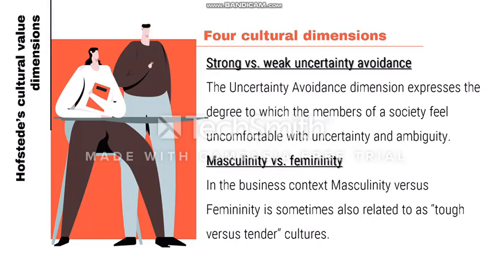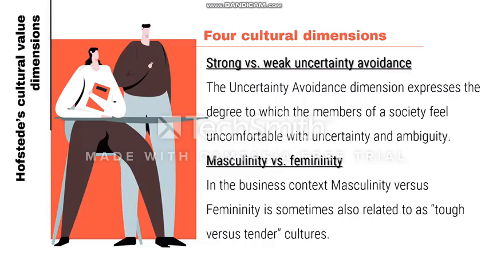The next one is strong versus weak uncertainty avoidance. The uncertainty avoidance dimension expresses the degree to which the members of a society feel uncomfortable with uncertainty. Employees in high uncertainty avoidance countries such as Japan and Portugal tend to stay with their organization for a long time. In contrast, those from low uncertainty avoidance nations such as the United States and Singapore are much more mobile.